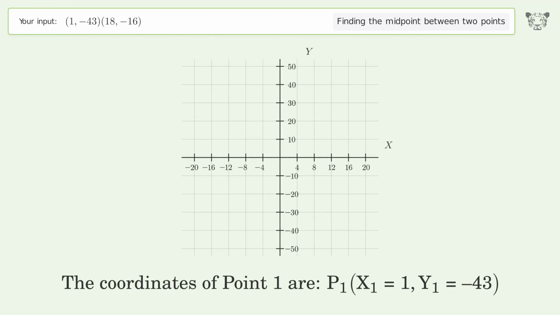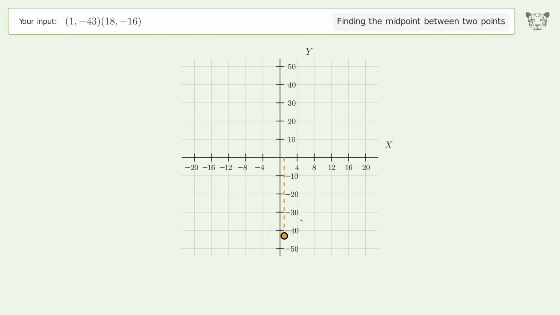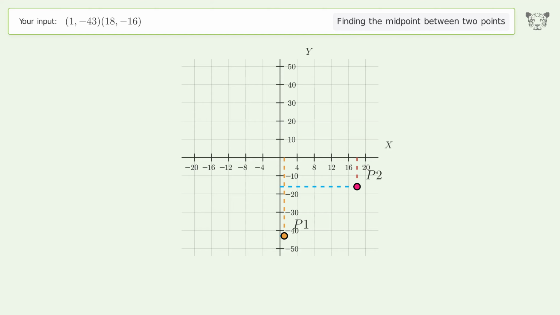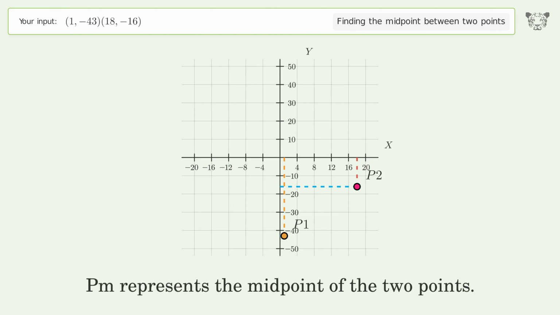The coordinates of point 1 are, x1 equals 1, y1 equals negative 43. The coordinates of point 2 are, x2 equals 18, y2 equals negative 16. PM represents the midpoint of the 2 points.